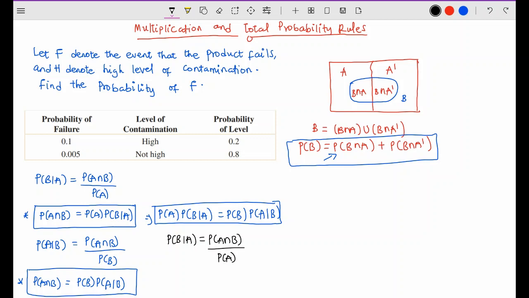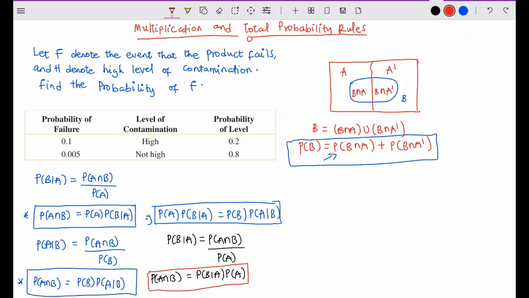So you can rewrite this as the probability of A intersection B equals the probability of B given A multiplied by the probability of A. So I've applied the conditional probability and then the multiplication rule here. Okay, so we are going to have what we have here.